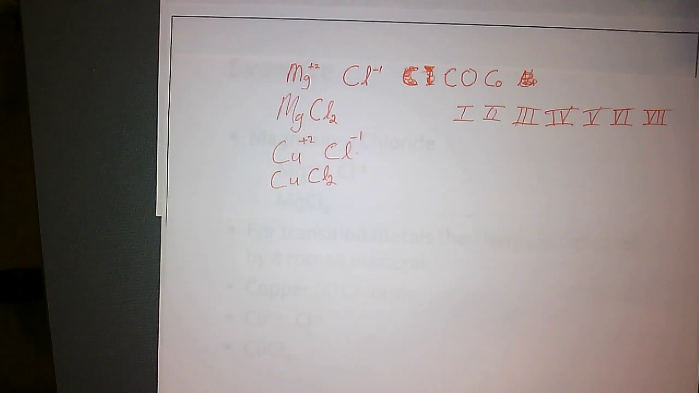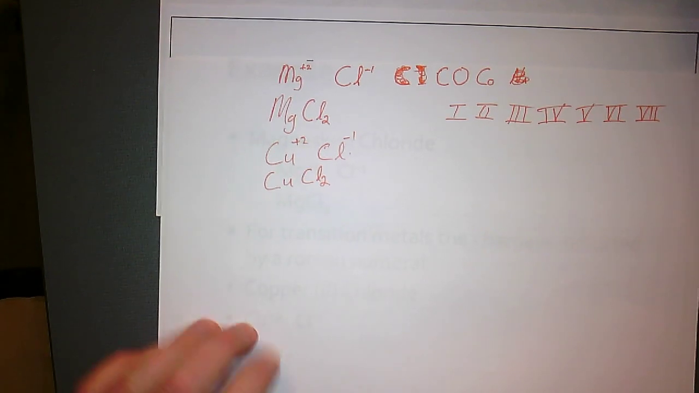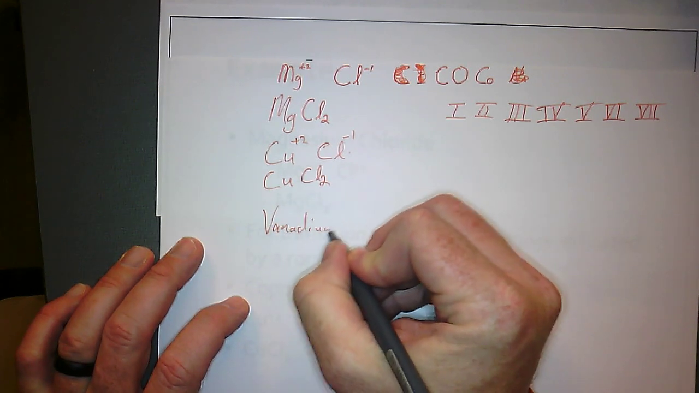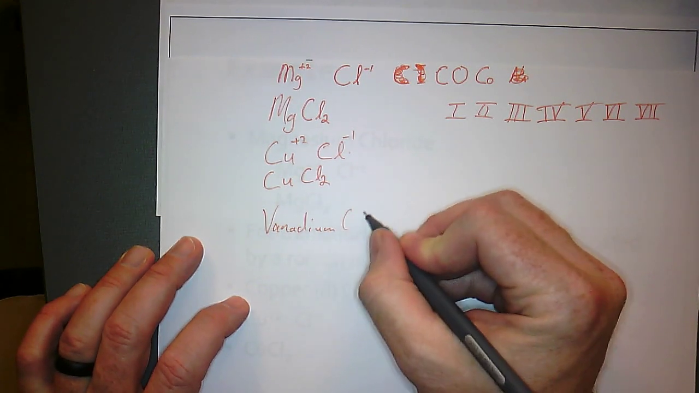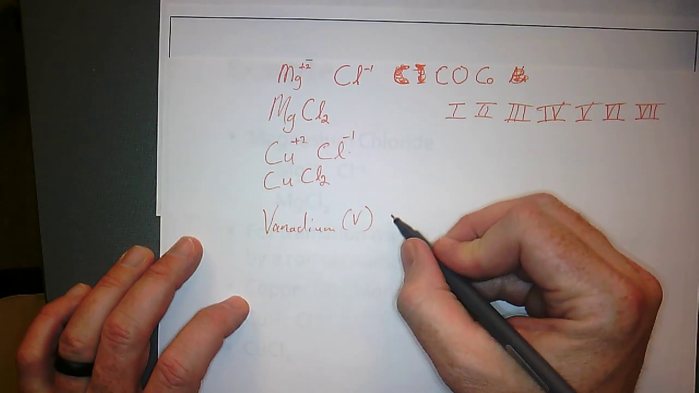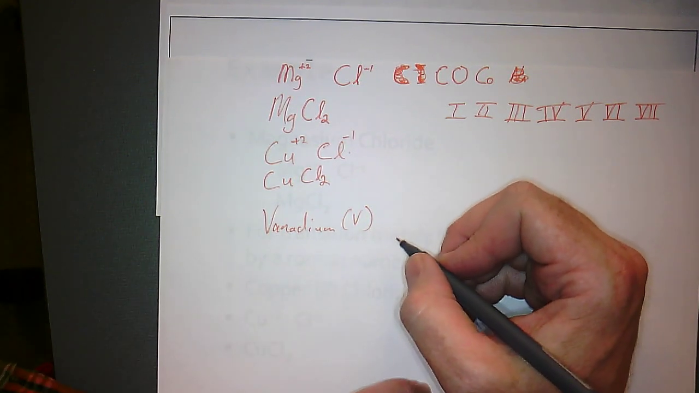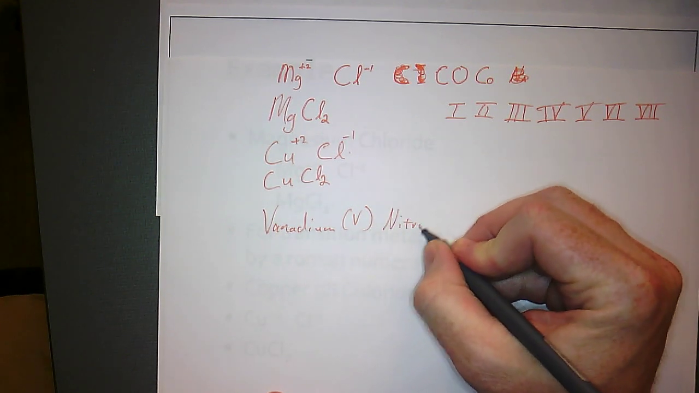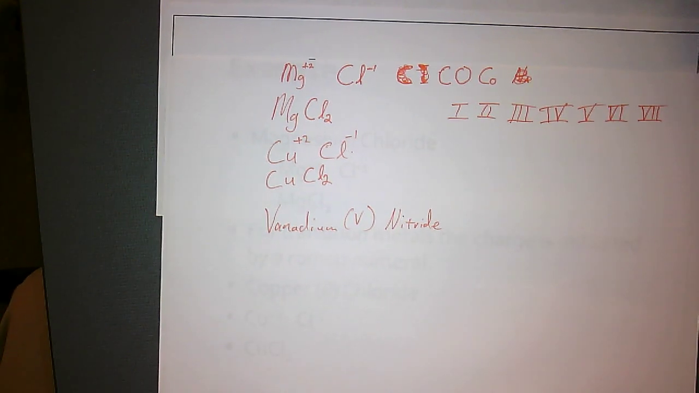All right, let's do one. Let's do a tricky one here. We're going to go off of my notes here just a little bit. Let's go with vanadium, Roman numeral 5, and then we'll go nitride. I don't even know if this is a compound that actually exists, but we're going to say that. Okay, vanadium 5 nitride.